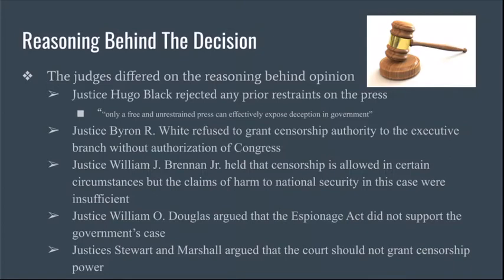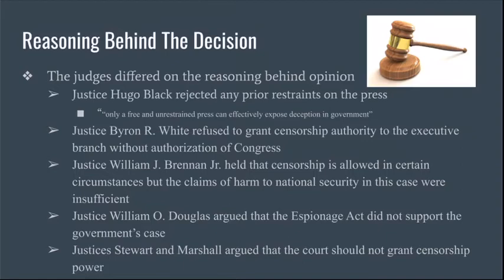Justice Byron R. White refused to grant censorship authority to the executive branch without authorization of Congress. Justice William J. Brennan Jr. held that censorship was allowed in certain circumstances, but the claims of harm to national security in this case were insufficient. So basically, the United States side had failed to prove that the papers would cause serious and irreversible harm to the country.